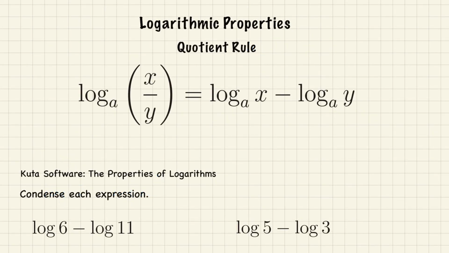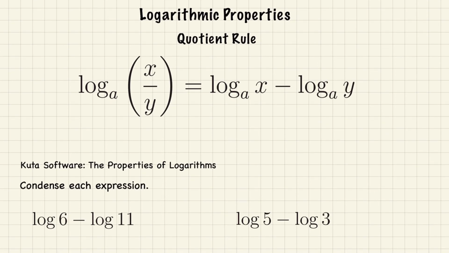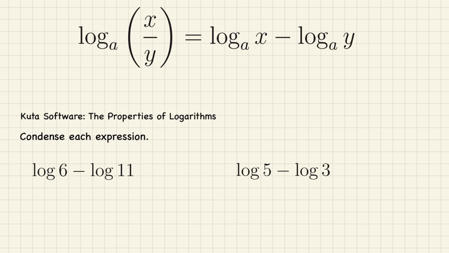And now we're going to apply the quotient rule and condense each expression this time. So we're going to go from the right to the left. We have the log of 6 minus the log of 11. This minus sign screams out to me quotient rule. So this is going to be the log of 6 over 11. And here we have the log of 5 minus the log of 3. So this becomes the log of 5 over 3.